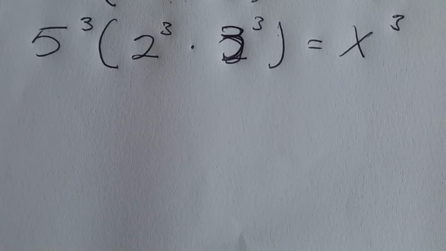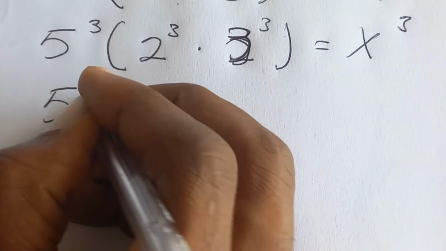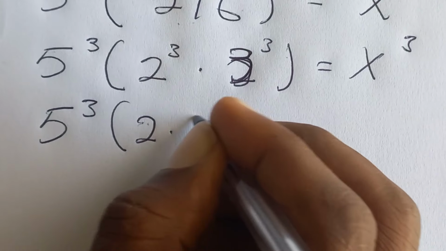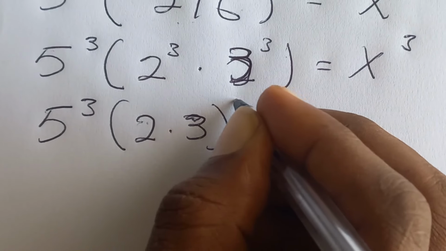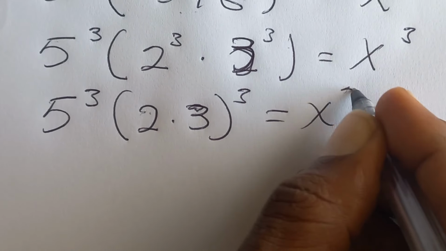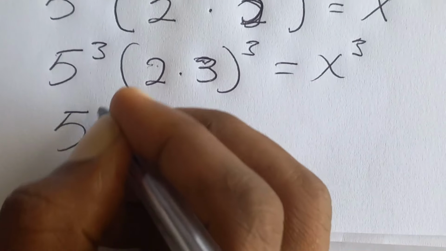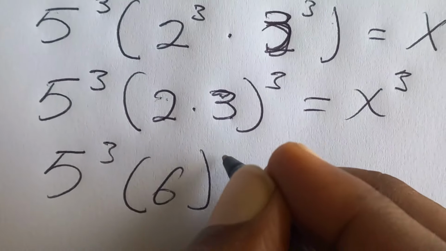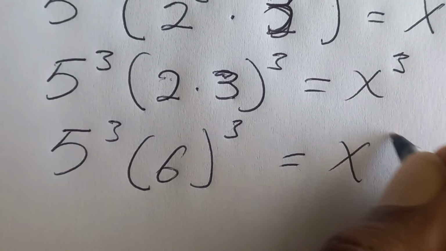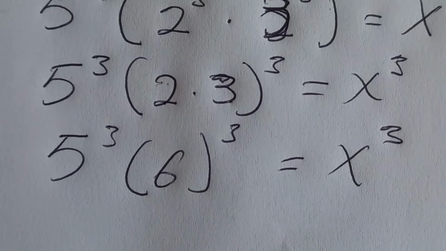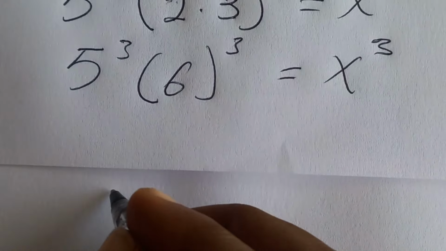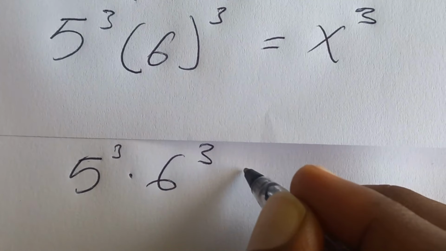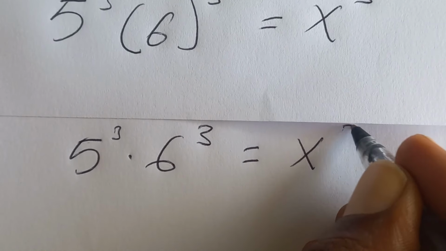So from here, you can say that 5 exponent 3 into bracket, this is the same as 2 multiplied by 3, all exponent 3, is equal to x exponent 3. 5 exponent 3 into bracket 2 times 3 is 6. So 6 exponent 3 is equal to x exponent 3. So from here, you can say that 5 exponent 3 multiplied by 6 exponent 3 is equal to x exponent 3.